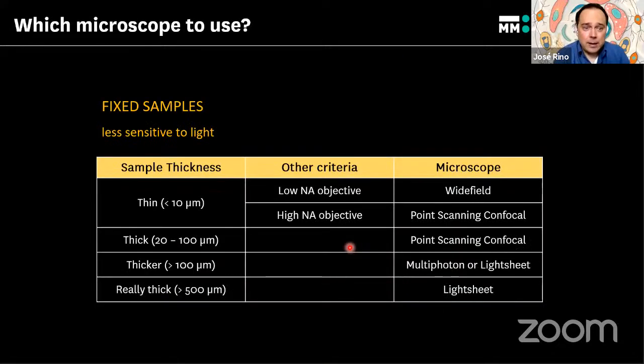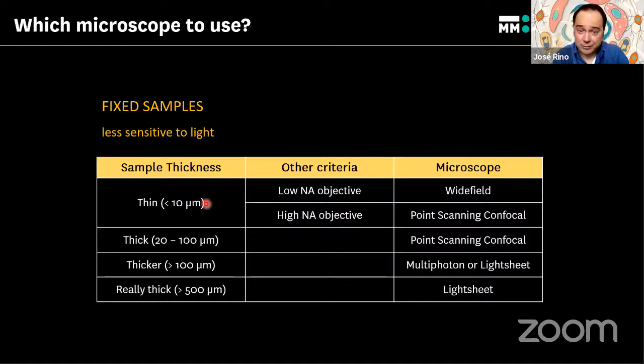So bottom line, which microscope do you use? Well, it depends. Of course you need to talk in detail with your local expert to understand what's the best system, but here are some guidelines for you to think about. Fixed samples are less sensitive to light, and you don't need to acquire that fast. They are typically mounted in fixative media that also have anti-bleaching, anti-quenching reagents. So bleaching is not really a concern there.